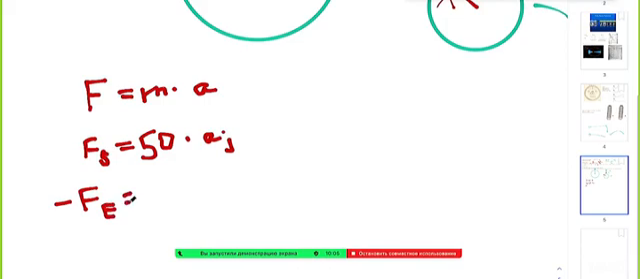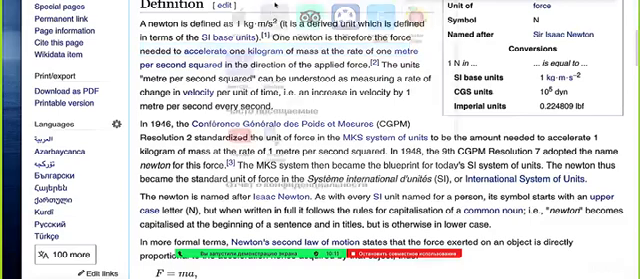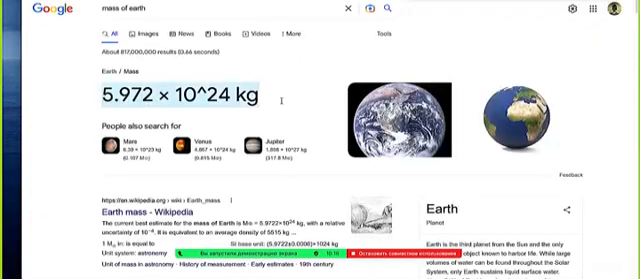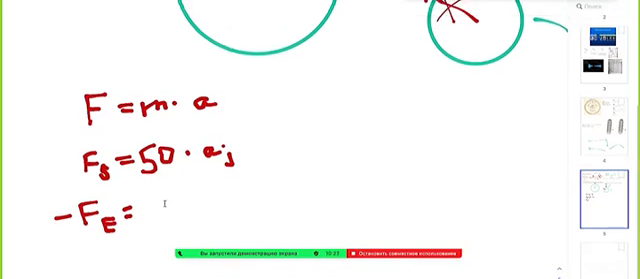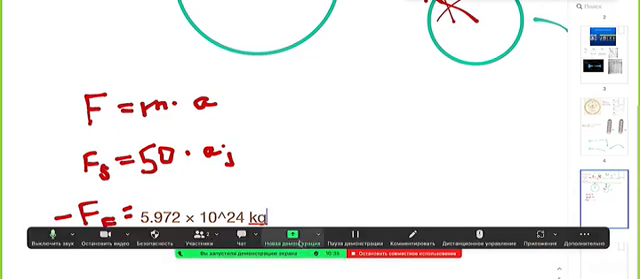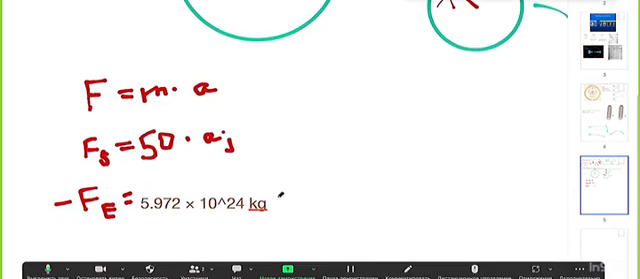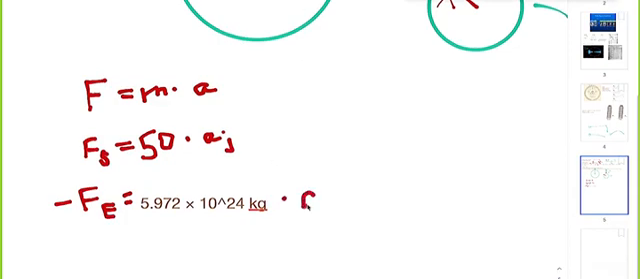However, mass of Earth is not the same as mass of Sophie. Let's see how many times bigger, heavier the Earth is. Good thing we learned about standard form. So that's basically a number with 24 zeros. So it's this many times bigger than your mass, and then multiplied by the acceleration at which Earth will be sticking to your feet.